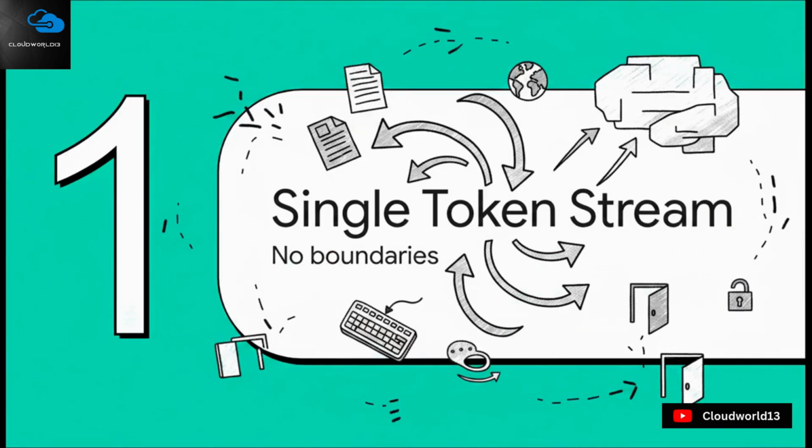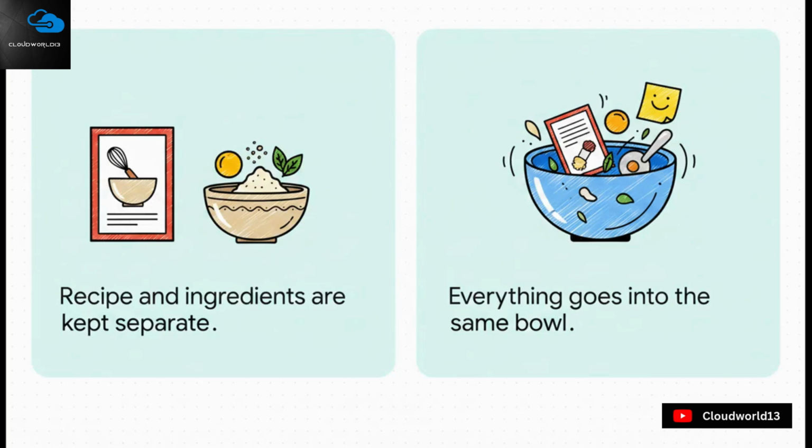Section 1. The single token stream. Let's look at exactly why large language models have basically no boundaries. When an LLM processes information, it takes absolutely everything: your system instructions, user inputs, random web pages, and feeds it all in as one continuous stream of tokens.